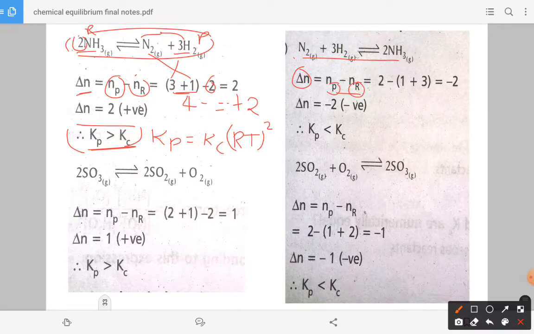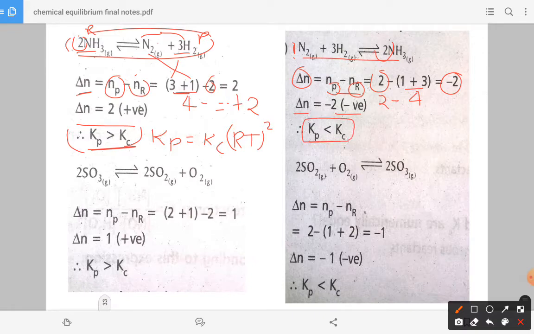Now if you see the product here in this case, NH3, 2 moles. Now minus reactant: here 1 mole of nitrogen is there, 3 moles of H2. So total how much do we have? 4. So 2 minus 4, how much are you getting here? Minus 2. So once delta n is negative, Kp is less than Kc.